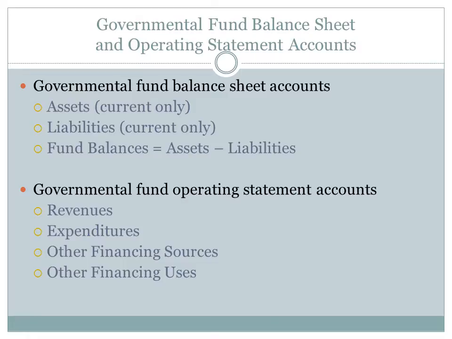Expenditures are defined as a cost to purchase a good or service. And you remember that in Chapter 2 we defined expenditures and expenses. And remember that expenses are the cost of a good or service consumed. As an example, if a government were to buy a truck for $30,000, the entire $30,000 would be recorded as an expenditure. Whereas on the government-wide financial statements, they use an economic resource focus.